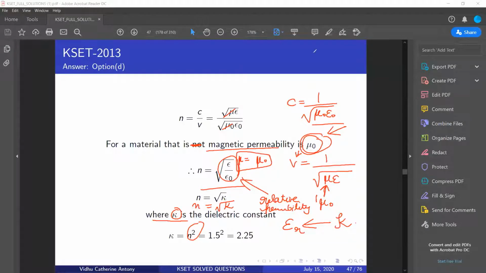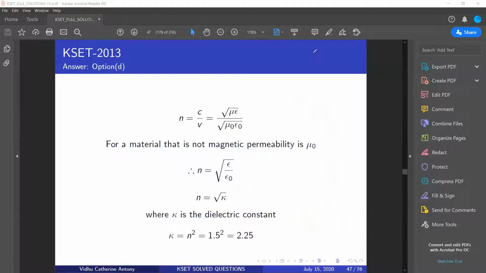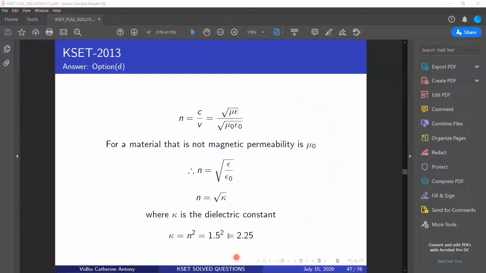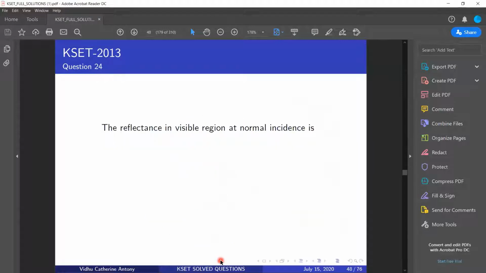So let me go back to the question. What was given to you? A refractive index of 1.5 was given to you. So when you square it, you end up getting your kappa. Okay. So now let's look at the next question.